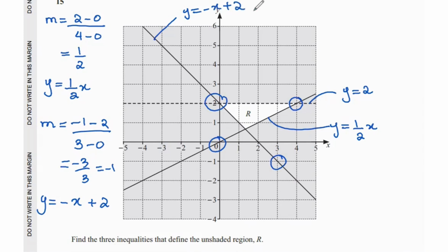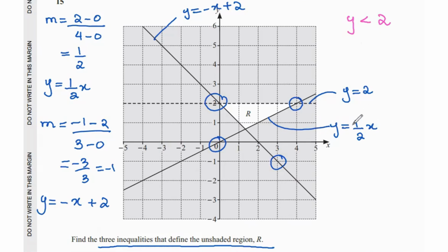Once you've identified the equations, next step is to identify the inequalities for those equations. So you look at the line y equals 2. The question says that the three inequalities define the unshaded region, so that's this region R. When you look at the line y equals 2, we have shaded the part above the line. So the inequality for the defined region would be y is less than 2. Why less than 2? Because the shaded part is greater than 2. So for the unshaded part, the values of y are decreasing, which means it's less than 2.